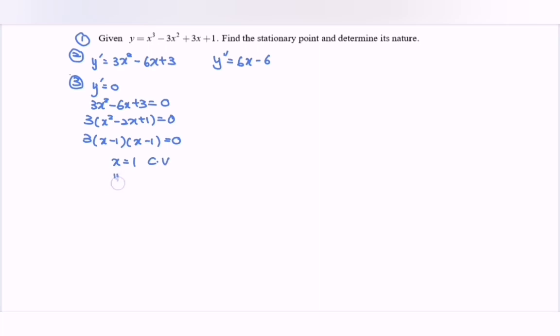So kindly find y. When x equals 1, kindly substitute into this part. And notice that we have 1 minus 3 plus 3 plus 1. So we will have the value 2. So the stationary point or the critical point will be (1, 2).